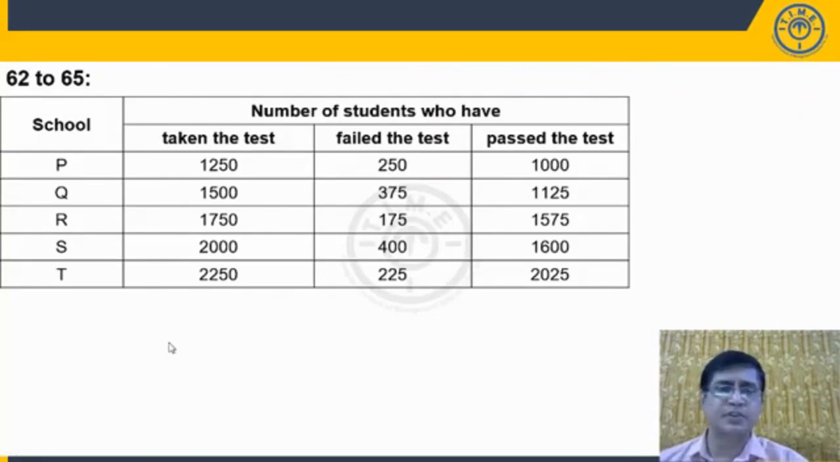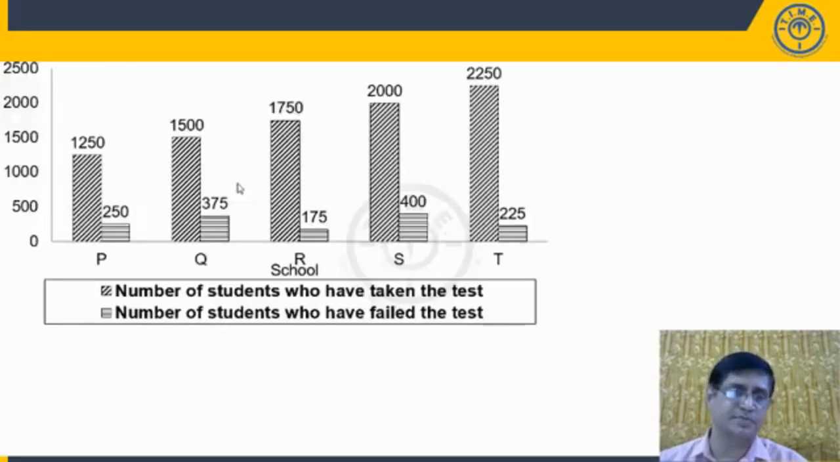This is the solution given based on the table. Sorry, I made a table here based on the given bar graph: the number of students passed, the number of students failed, and the total number of students who took the examination.